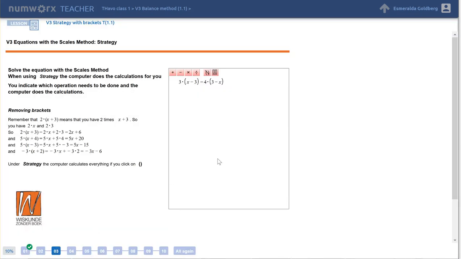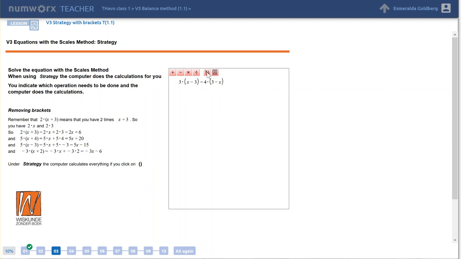Here we get an equation that has 2 pairs of brackets. One pair on the left-hand side and one pair on the right-hand side. We know that if we remove these brackets, on the left-hand side we have to do 3 times x, which is 3x, and 3 times minus 3, which is minus 9. And on the right-hand side we have to do 4 times 3, which is 12, and 4 times minus x, which is minus 4x. So we should get 3x minus 9 equals 12 minus 4x.